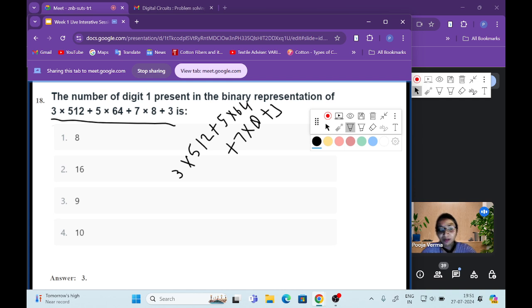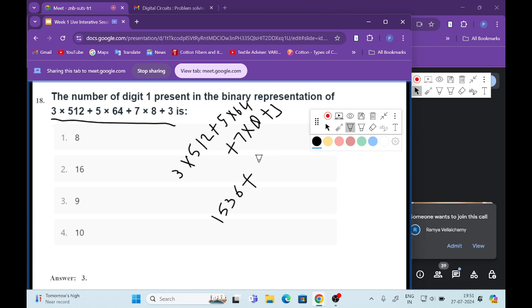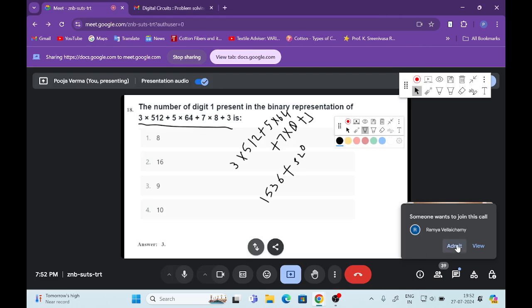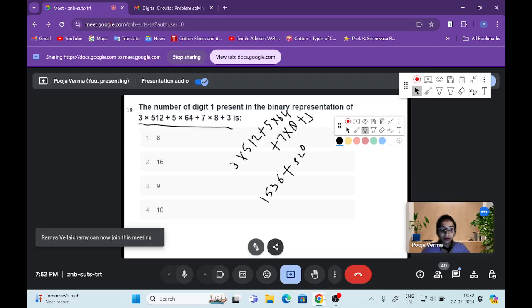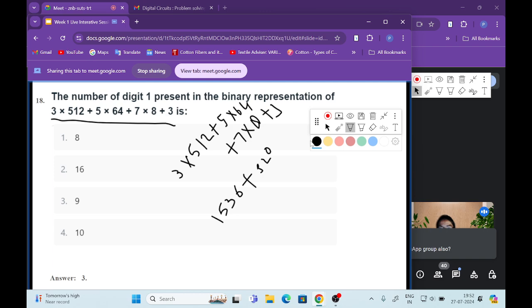So 3 multiplied by 512, how much will you get? That is 1536. Just calculate it. Okay. 5 multiplied by 64, what will you get? 320. Okay. What is the multiplication of 7 into 8? 56, plus 3. If you add all of this, you will get 1915. Okay.